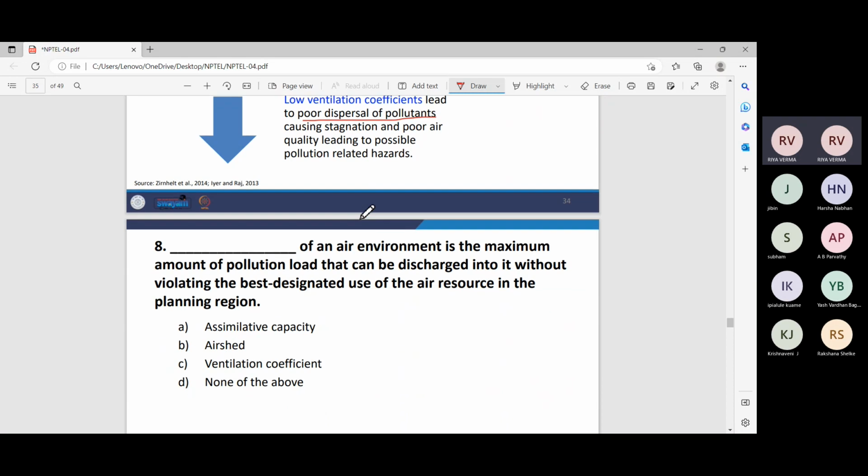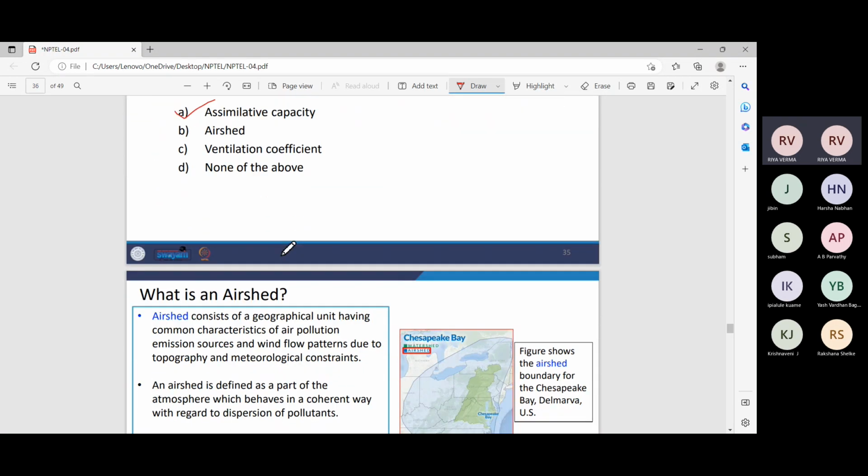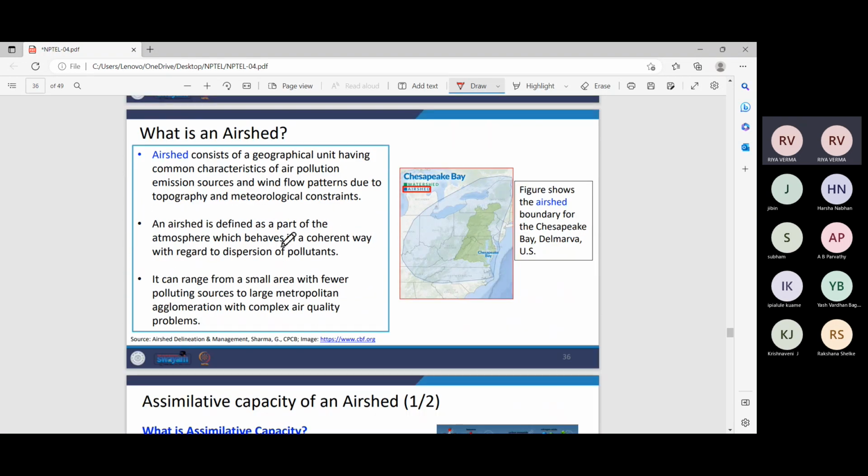Now, towards the next question. Dash of an air environment is the maximum amount of pollution load that can be discharged into it without violating the best designated use of the air resource in the planning region. Option assimilative capacity. Correct, assimilative capacity. You must have gone through the topic of assimilative capacity of an airshed.